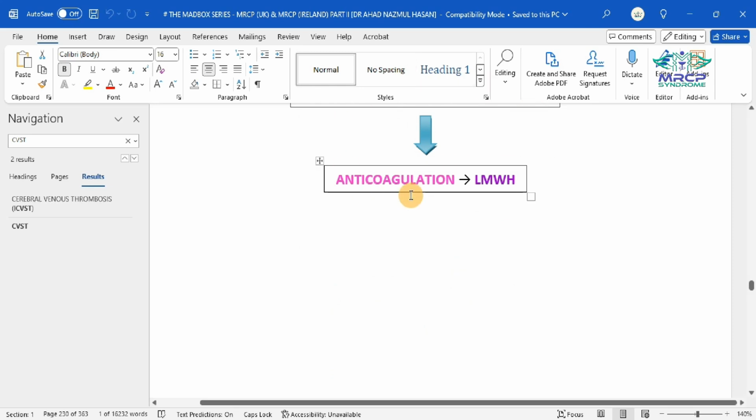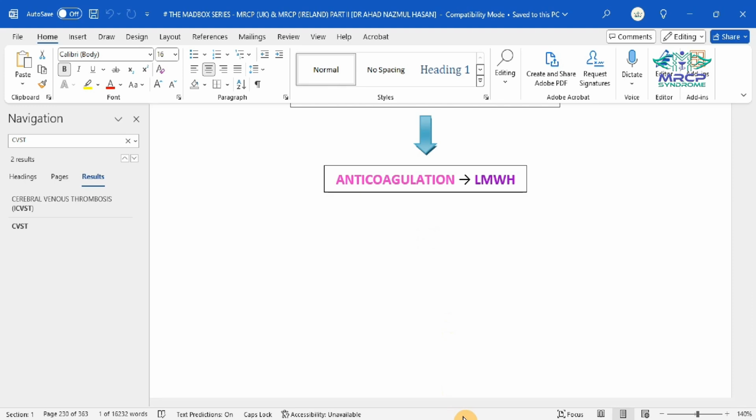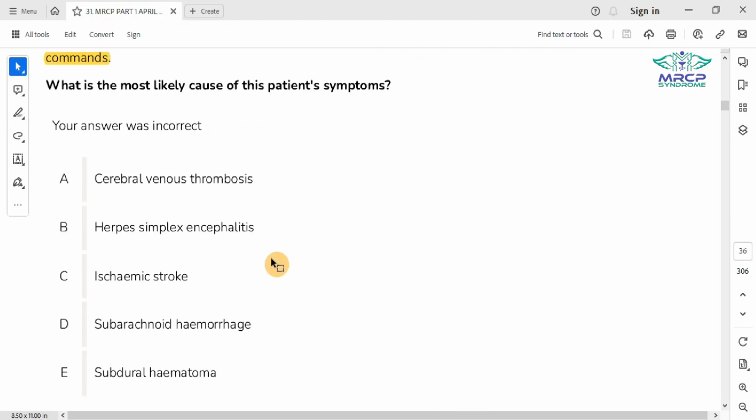And management would be anticoagulation with the low molecular weight heparin. So this is our CVST.